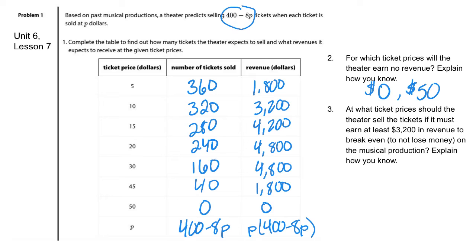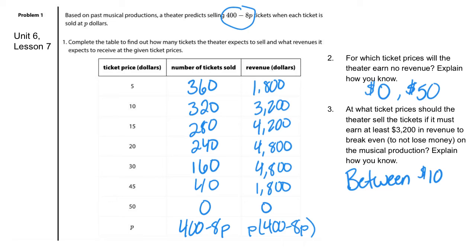Number 3, at what ticket prices should the theater sell the tickets if it must earn at least $3,200 in revenue to break even or to not lose money on the musical production? And here we would see that it would be between $10 because that's where they will earn $3,200. You could technically say it needs to be a little more than $10 or $10.01. That's perfectly fine. We're not going to get that picky here.